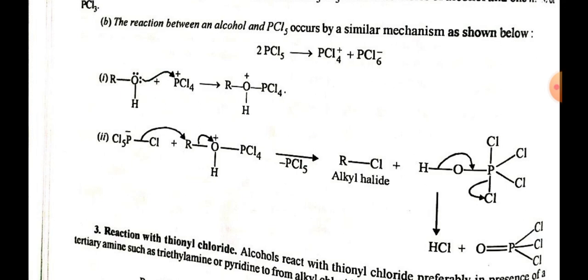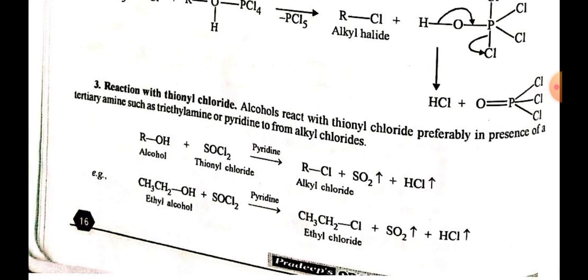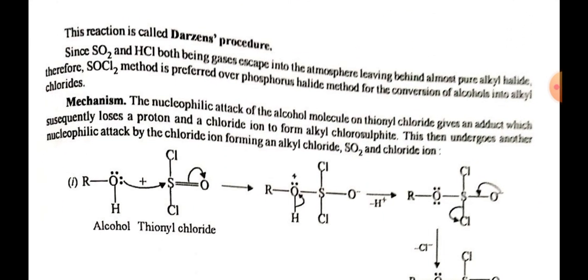Third is the reaction with thionyl chloride. Alcohols react with thionyl chloride preferably in presence of a tertiary amine such as triethylamine or pyridine to form alkyl chlorides. Alcohol when reacting with thionyl chloride in the presence of pyridine gives alkyl chloride, and SO2 and HCl escape off. Ethyl alcohol reacts with SOCl2 with pyridine and gives ethyl chloride, then SO2 and HCl escape off. This reaction is called Darzens procedure.